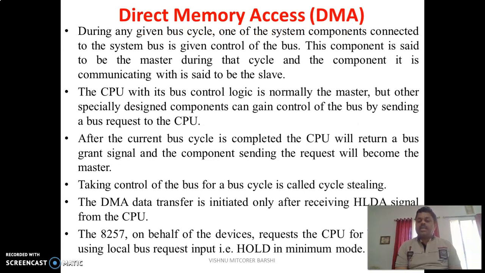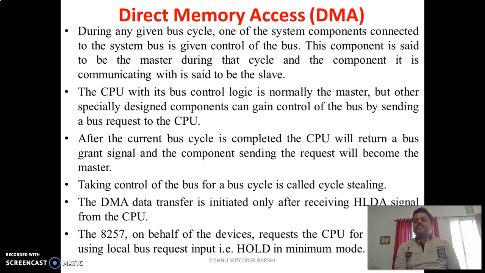During any given bus cycle, one of the system components connected to the system bus is given control of the bus. This component is said to be the master, and the component it is communicating with is said to be the slave. So the components are divided into two categories, master and slave respectively.